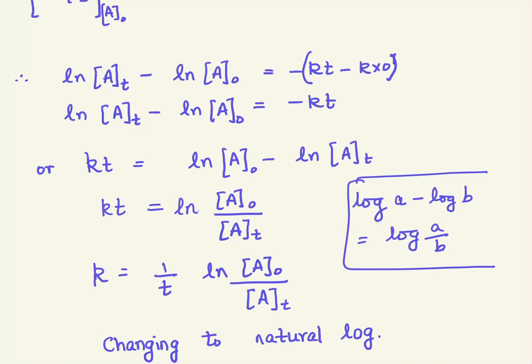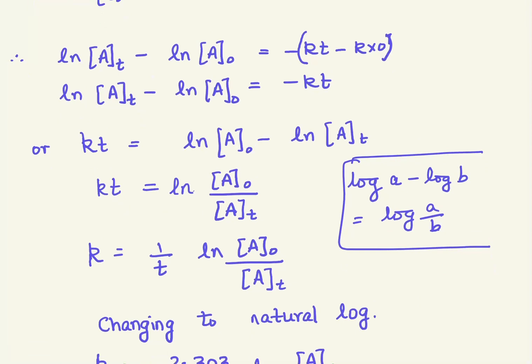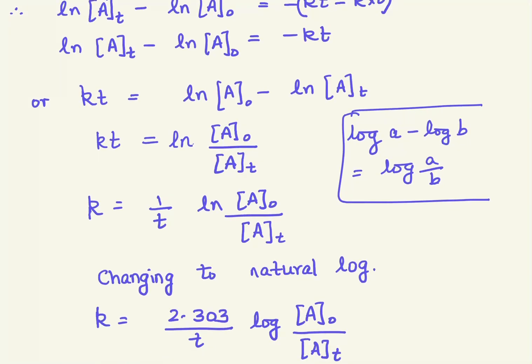So we change it to the base 10. So what do we do over here? We change the natural log to log to the base of 10. So we will have k is equal to 2.303 upon t log of A0 by AT.